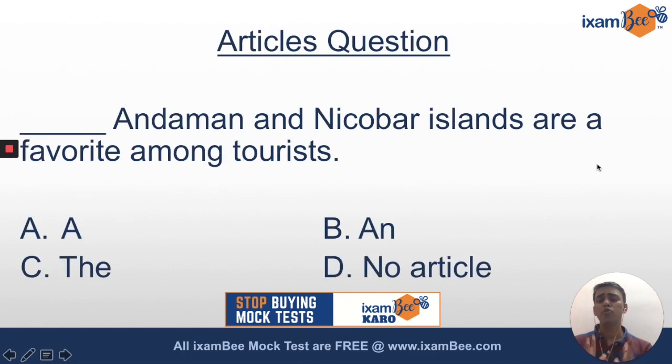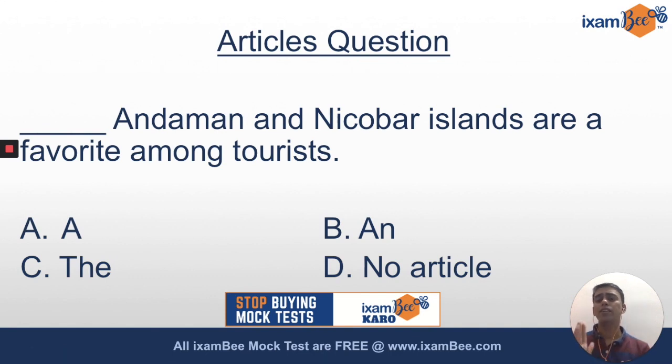Hope this is clear. Let's move to the articles question. Dash Andaman and Nicobar Islands are a favorite among tourists. Okay, so is it a Andaman and Nicobar Islands, an Andaman and Nicobar Islands, the Andaman and Nicobar Islands, or no article? Remember, sometimes students use articles where you don't even need one. So maybe that's the right option. A Andaman and Nicobar Islands and an Andaman and Nicobar Islands, definitely not the case, because you use a and an only when something is of singular nature.